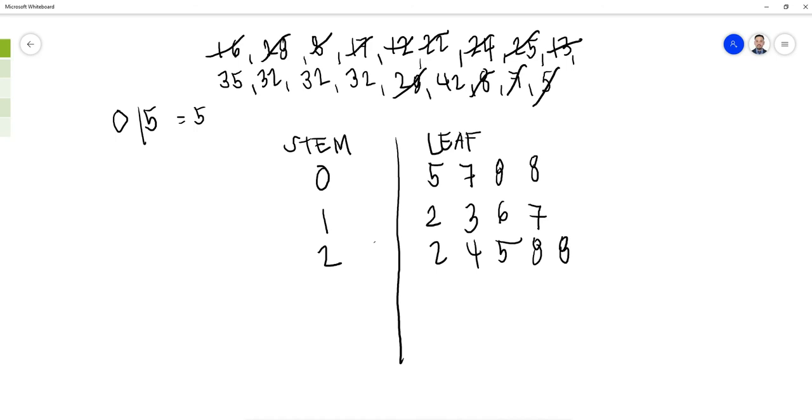For the 30s part, we have 32, which is 3 and 2, and 35. So we have only 1 in the 40s, which is 42, and 2 here in the leaf column.